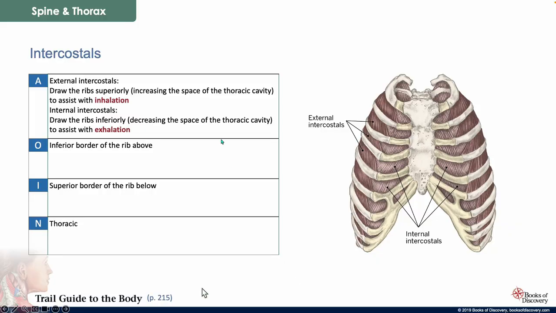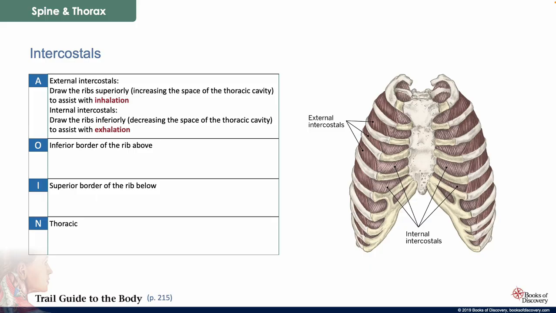All right, intercostals. Let's talk about the muscles in between the ribs. So you have external and internal intercostal muscles. The external ones draw the ribs superior. This increases the space of the thoracic cavity to assist with inhalation. So your ribs are coming up to open up and give you more space to inhale. Those are your externals. Just think the external is pulling it away. The internal is pulling it back in.